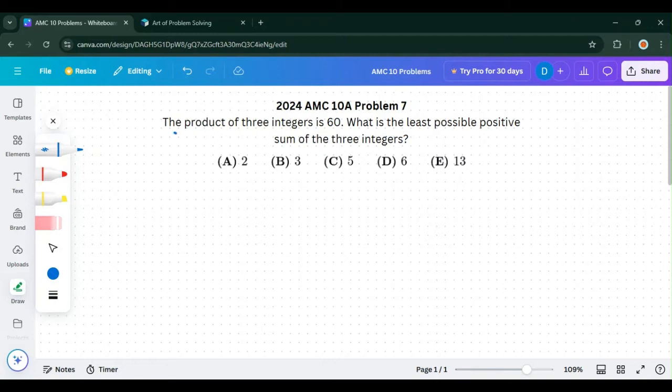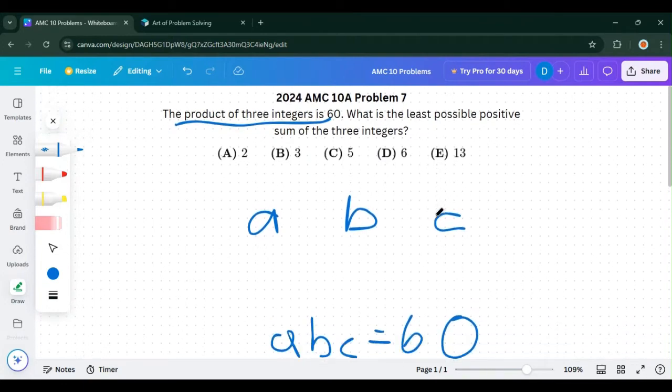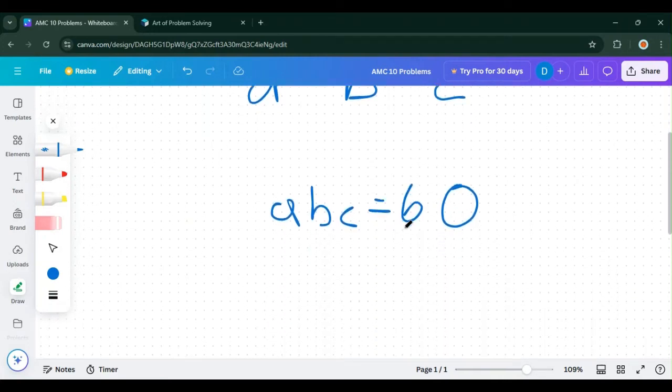So we're looking at the product of three integers. We can name the integers as a, b, and c. The product of them is 60, and we're trying to find the least possible value, possible positive, highlight that, sum of the three integers.